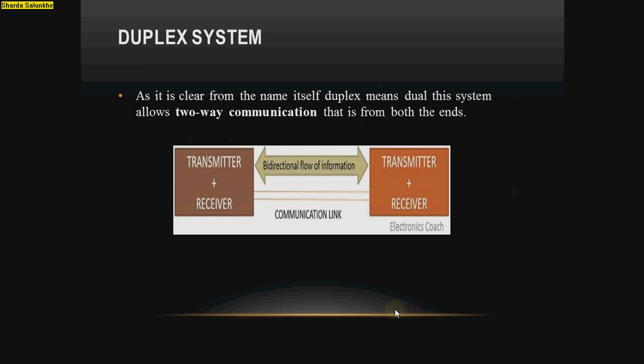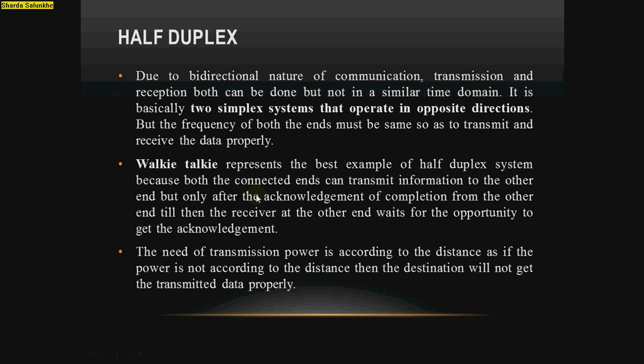Next one is the duplex. As is clear from the name itself, duplex means dual. This system allows two-way communication, that is, from both ends. Here the transmitter plus receiver, a bidirectional flow of information, and communication link, with transmitter and receiver at each end. So two-way transmission or communication is there. Half duplex. Due to the bidirectional nature of the communication, transmission and reception both can be done, but not at the same time. So at a time they cannot talk or communicate with each other.